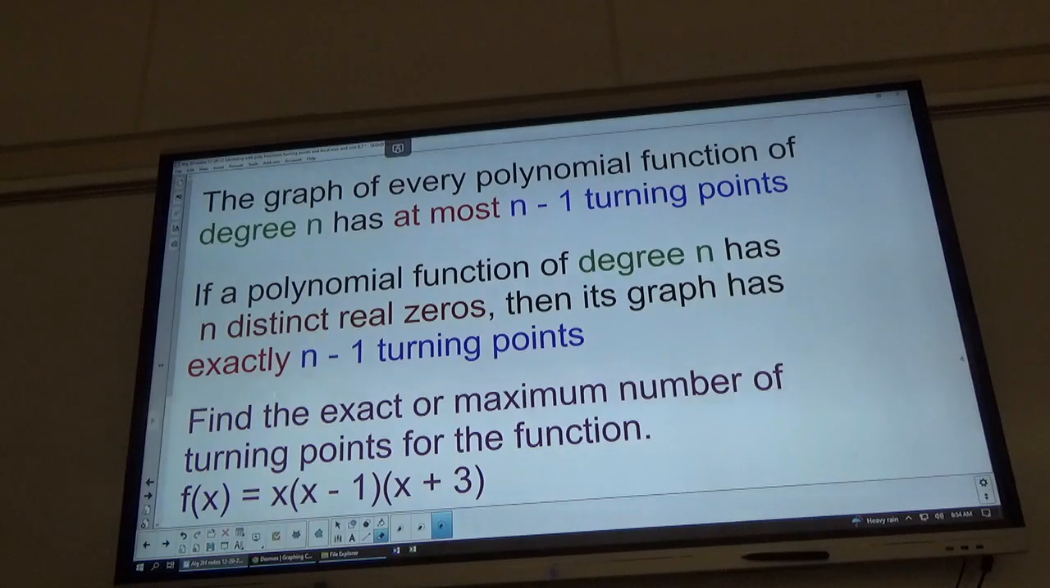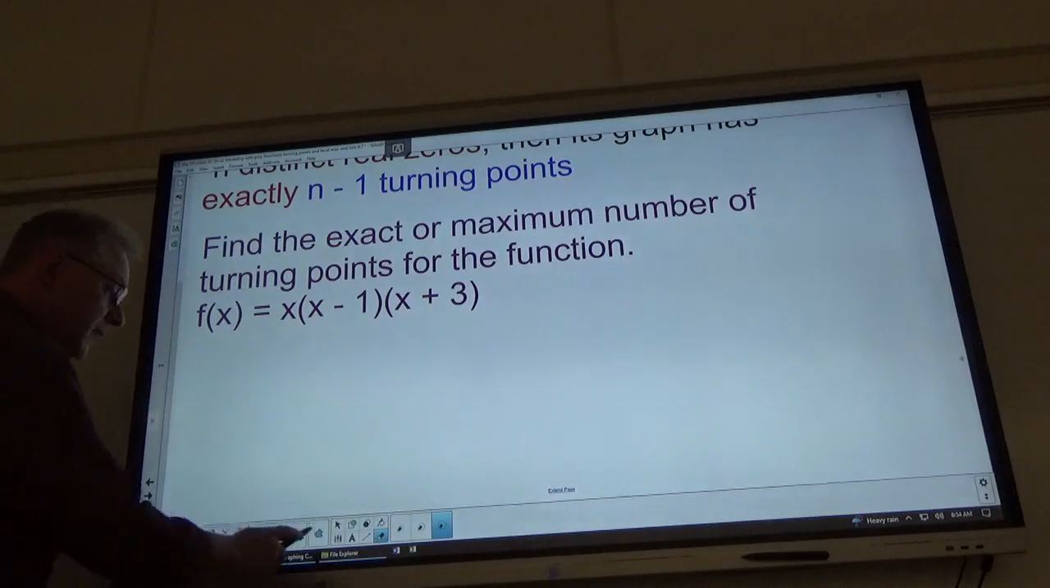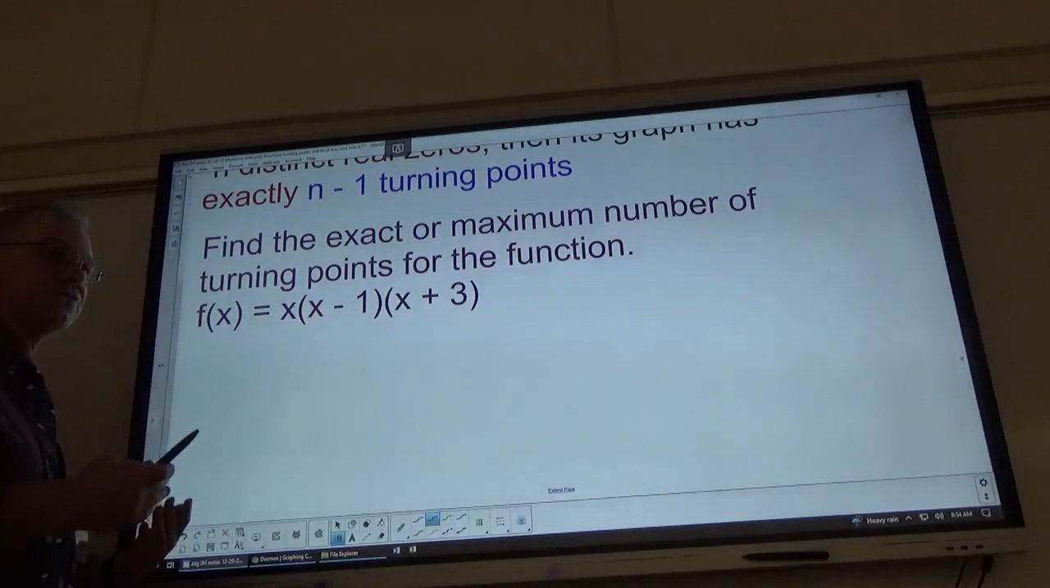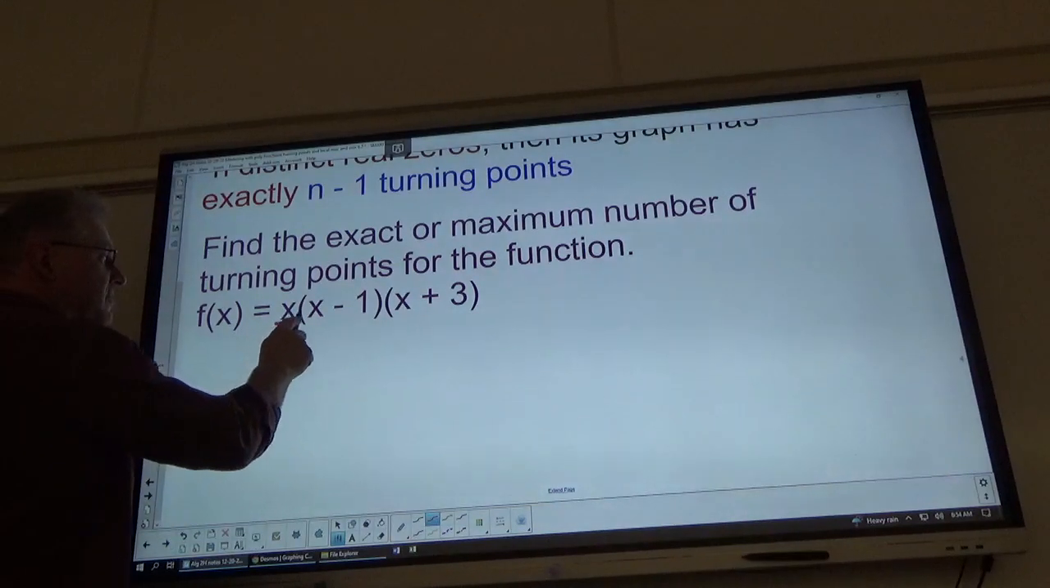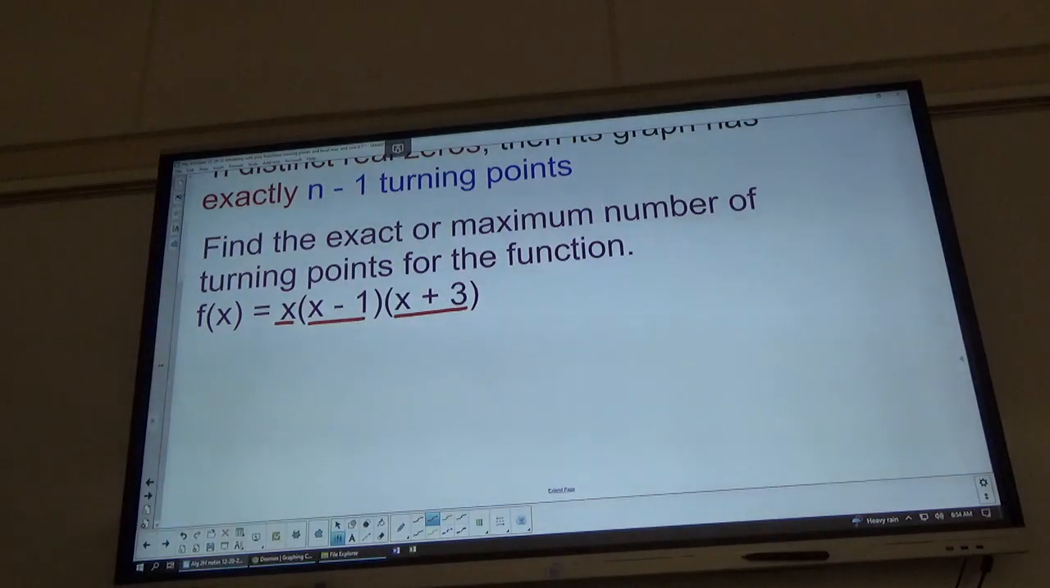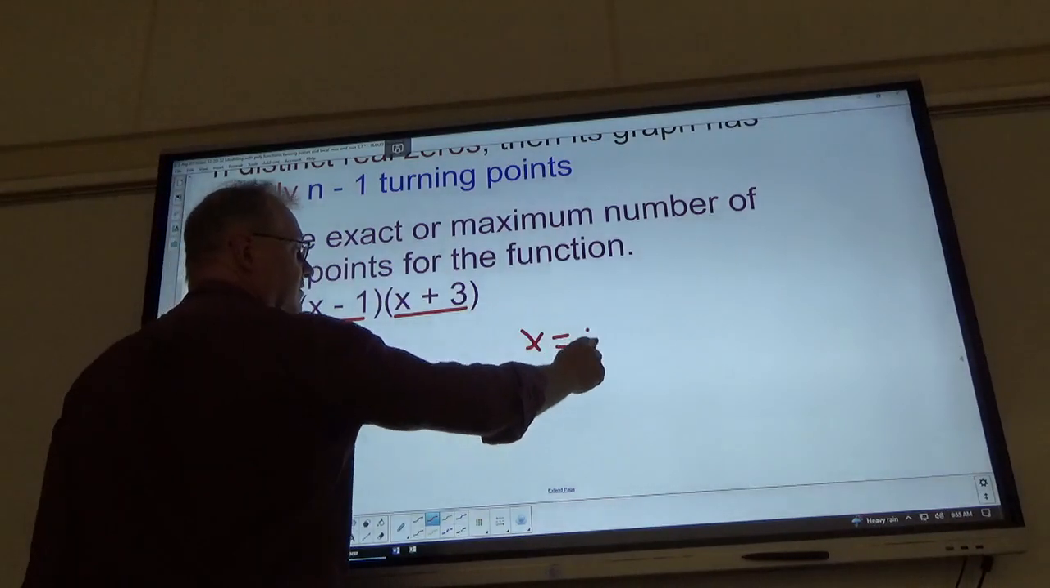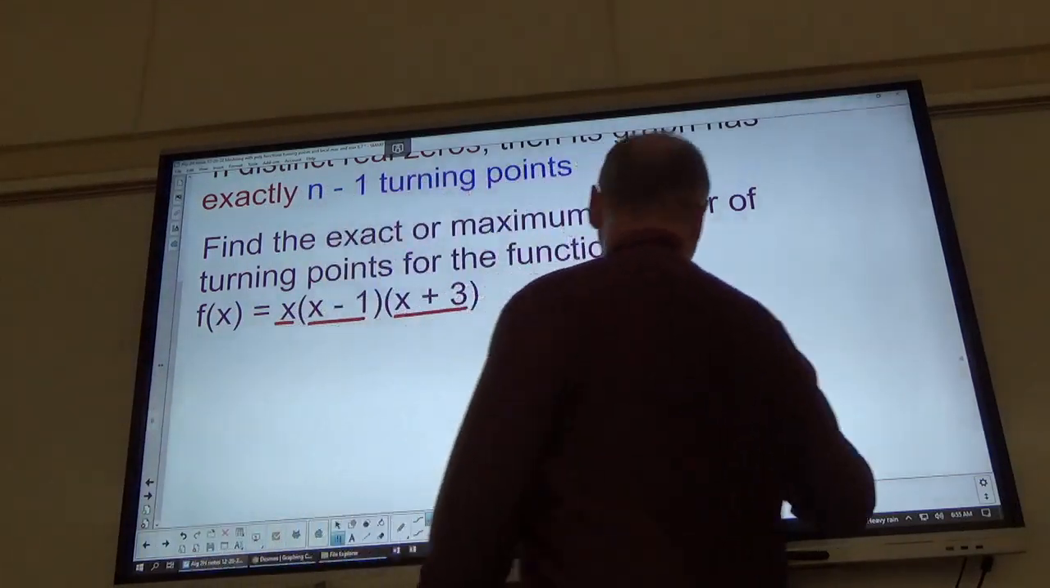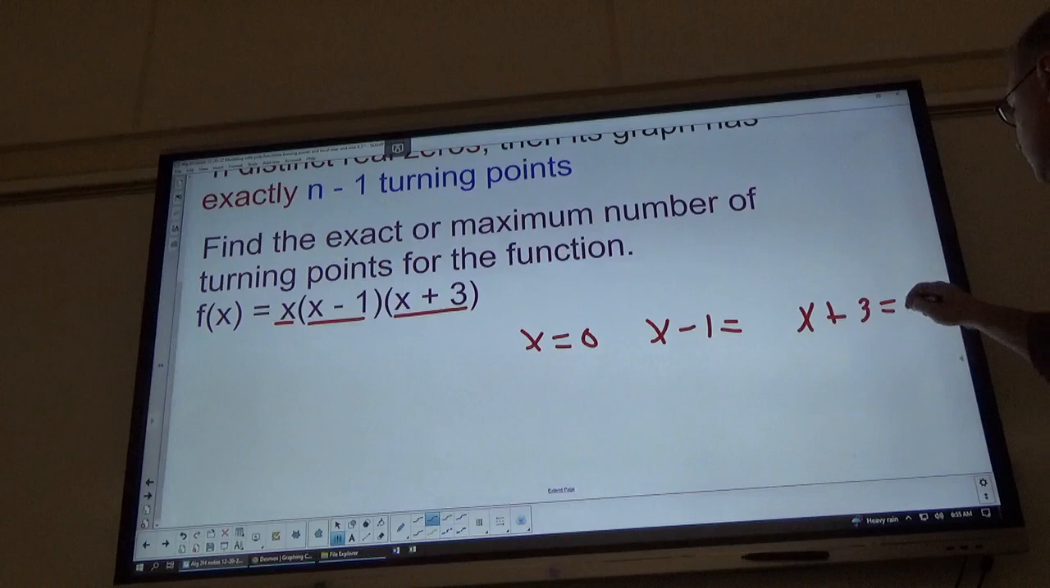Find the exact or maximum number of turning points for the function. So if this is your function, the number of distinct real zeros, remember zeros are the values that make each of the factors 0. Factors are the things that are multiplied to give you the whole thing. If a factor equals 0, then the whole thing is 0. And so x equals 0, x minus 1 equals 0, and x plus 3 equals 0.